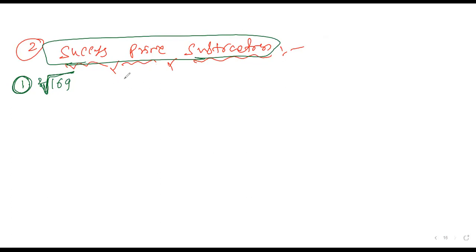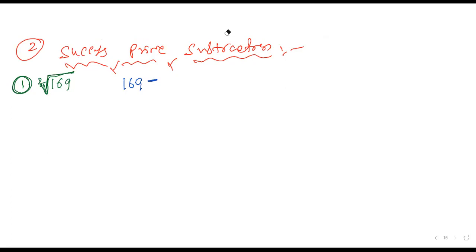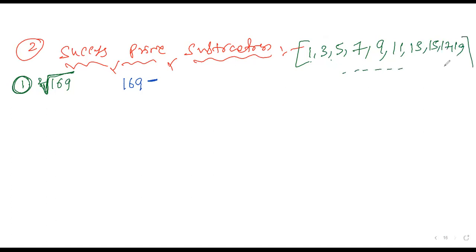First you have to write the number 169. From this you should subtract, first, all the odd numbers. What are the odd numbers? 1, 3, 5, 7, 9, 11, 13, 15, 17, 19, and so on like this. First, you subtract 1.